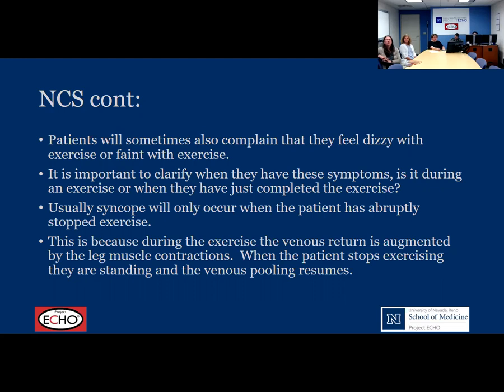I will occasionally have people who also feel dizzy when they exercise, and those patients I treat with a little more concern because I do want to make sure they don't have a worrisome cause.